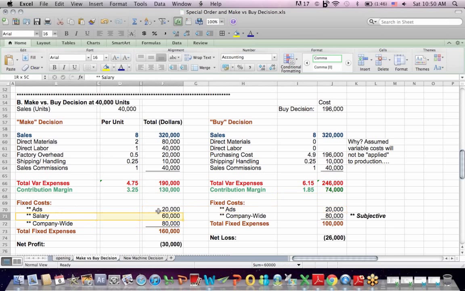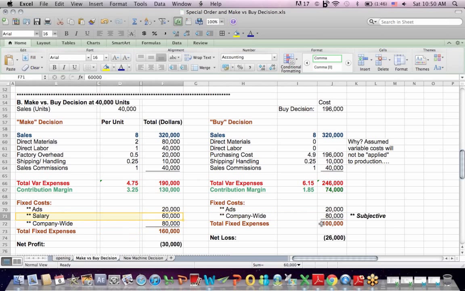I'm sorry, the salary goes away. We still have some company-wide expenses for the home office, but what goes away is some of the fixed salary. That fixed salary may have been going to pay somebody to manage the production, and we don't need to pay that anymore. So we gain that $60,000. It's not a cost anymore.